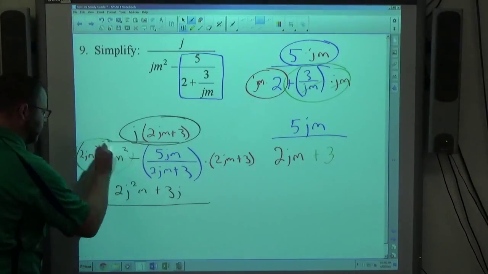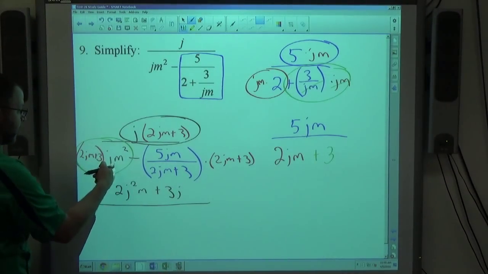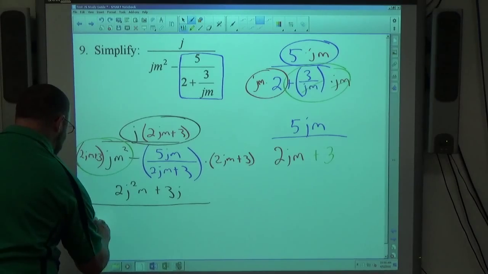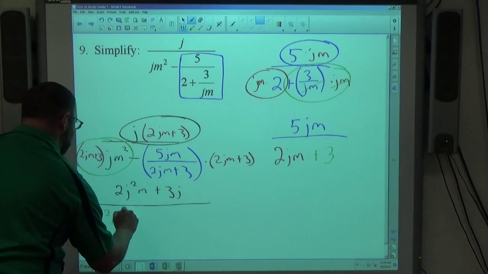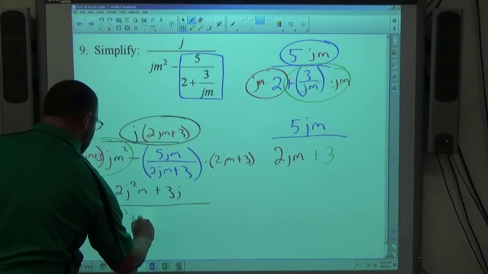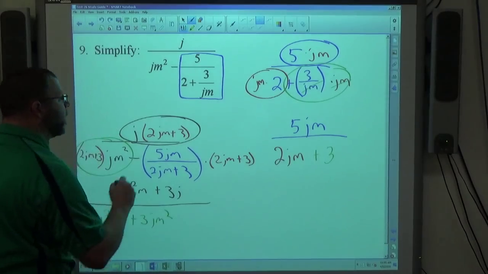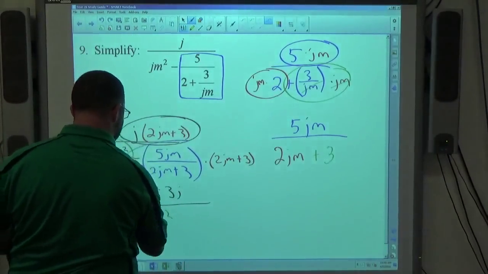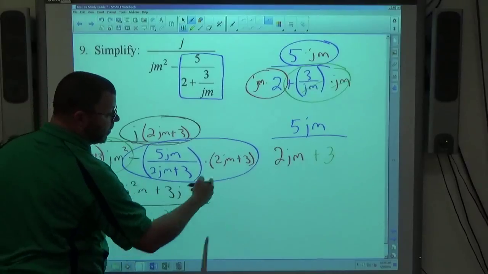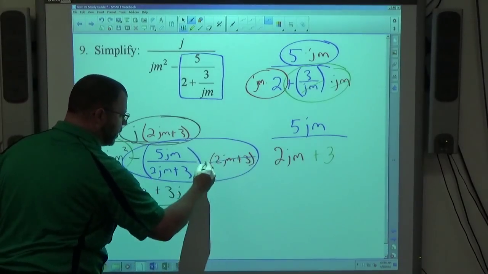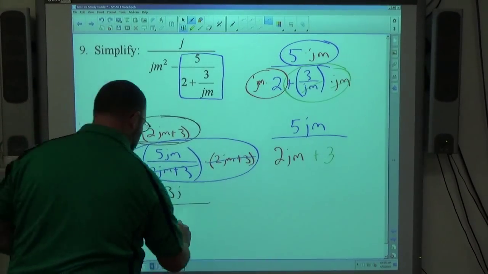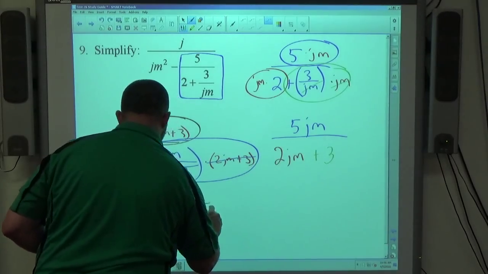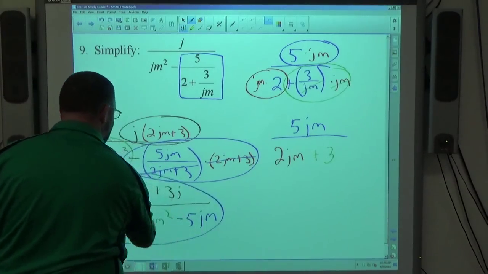Down here, distributive property also. jm squared times 2jm is going to be 2j squared m cubed. 3 times jm squared is going to be plus 3jm squared. And then here, no distributive property necessary because 2jm plus 3 on top and 2jm plus 3 on bottom cancel, leaving minus 5jm. That is the correct answer. I'm not going to count that wrong.